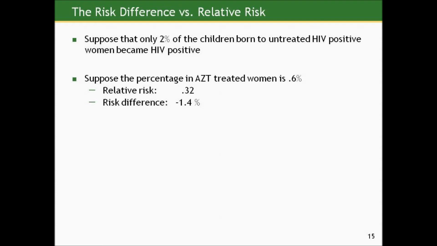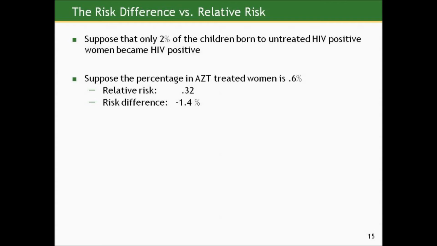Well, even if AZT wiped out the possibility of HIV transmission altogether, the most the risk difference could be is negative 2%, because we can't go any lower than reducing all the cases in the placebo group, and only 2% of the children in the placebo group became HIV positive. So the lowest our observed risk difference could be is negative 2%, which doesn't sound nearly as sexy as negative 15%. But that's because this transmission on the whole in this hypothetical example is a lot less of a risk than in the real life scenario we considered.